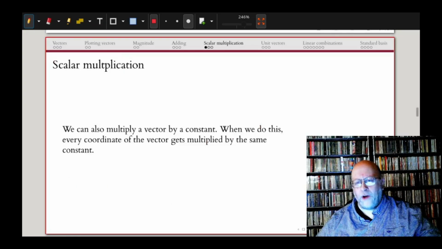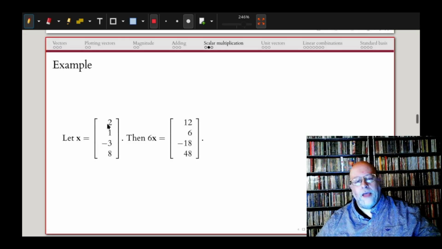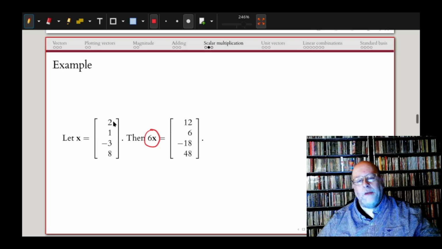Another straightforward operation that we can do with vectors is to multiply a vector by a constant. When we do this, we scale the entire vector, and every coordinate of the vector gets multiplied by that same constant. This example is in R4. X is the vector 2, 1, negative 3, 8. And we're going to multiply the entire vector by 6. That means the x coordinate and the y coordinate and the z coordinate and whatever letter comes after z all get multiplied by 6. And so the vector 6x is 12, 6, negative 18, and 48.